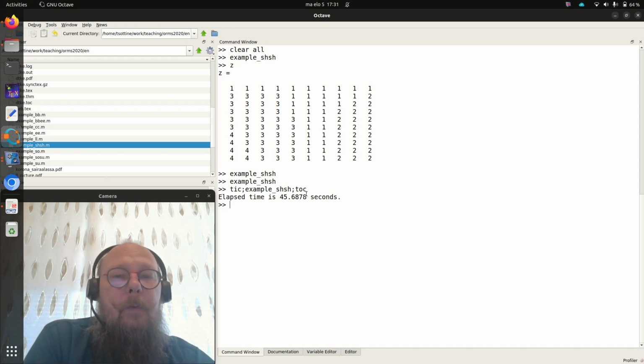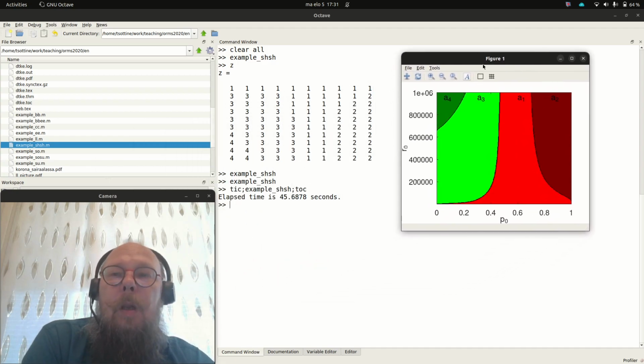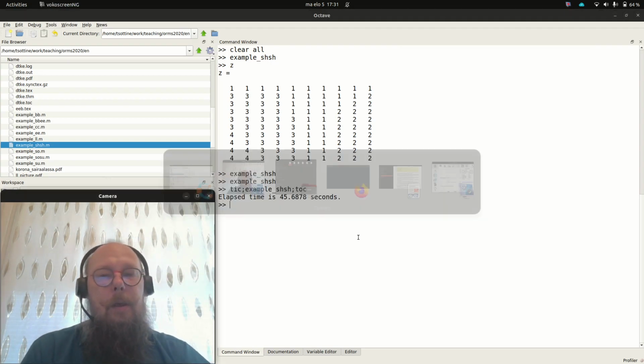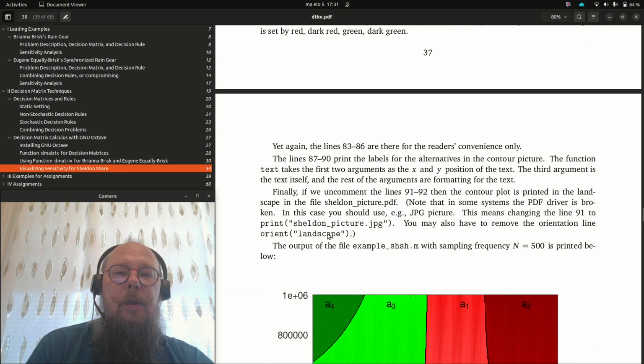Now 45 seconds. Okay, so my computer is probably getting slower. So here you have it, and now you can save it and include it in your Word document or whatever you are using when you do your assignments. All right, so that was it.